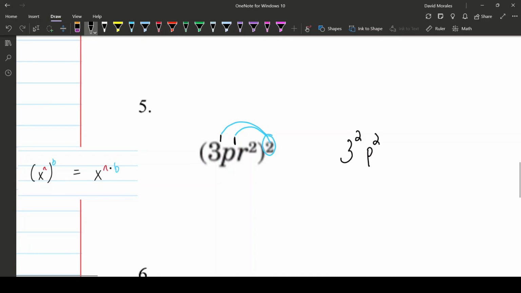And then I'm going to do the last one, which is the r. So what is r to the 2 times 2? 2 times 2 is 4, so this is r to the 4. And that is how you solve problems, or not solve, that's how you really put these exponents together.